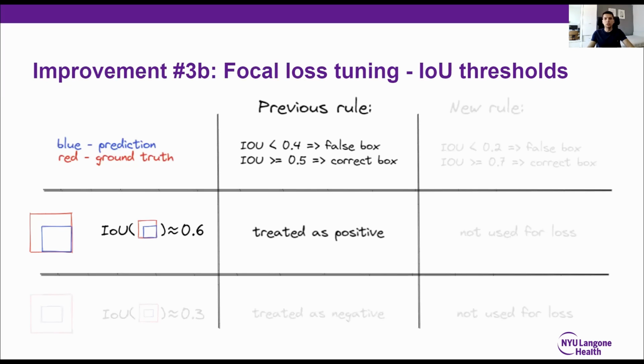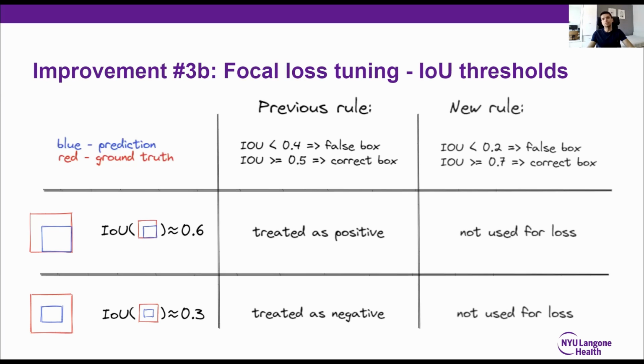Because all boxes with IOU with the ground-truth larger than 0.5 were treated as positive lesions, multiple boxes that do not resemble lesions were wrongly utilized. Similarly, small boxes that reside inside the ground truth box were often treated as negative ones when their IOU with the ground truth was smaller than 0.4.